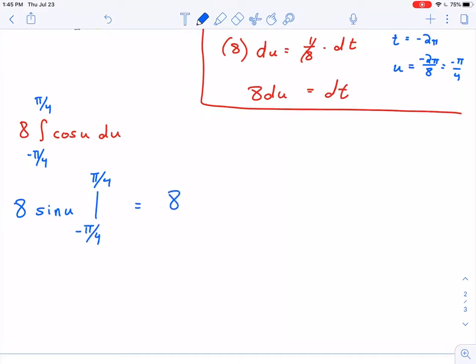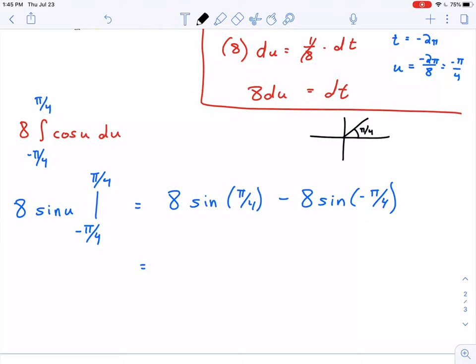So this is really 8 times sine of pi over 4 minus 8 times sine of negative pi over 4. And then pi over 4 lives in the first quadrant. Let me just sketch that out real quick. This should be 45 degrees. Here's pi over 4. And at this point right here, you would be looking at the point radical 2 over 2, comma, radical 2 over 2. So that means I should have 8 times radical 2 over 2, since sine represents the y-coordinate.